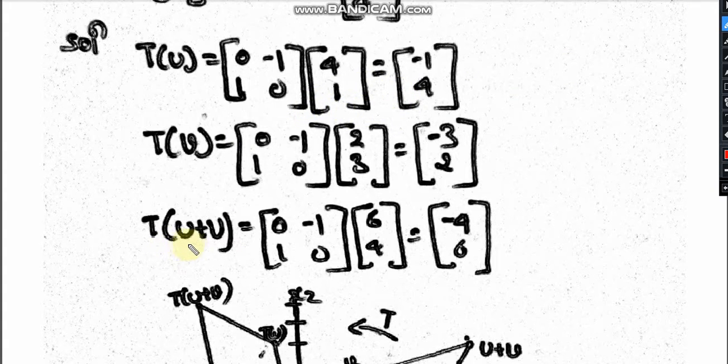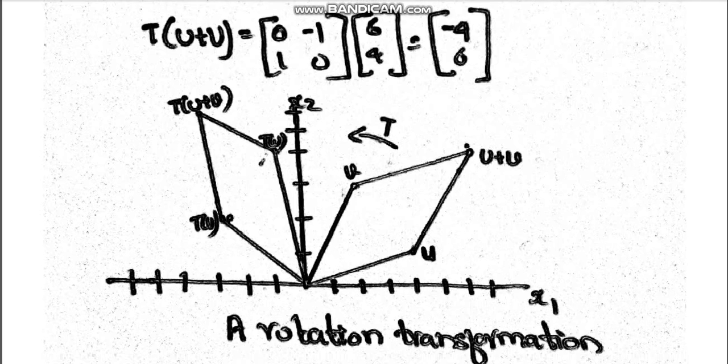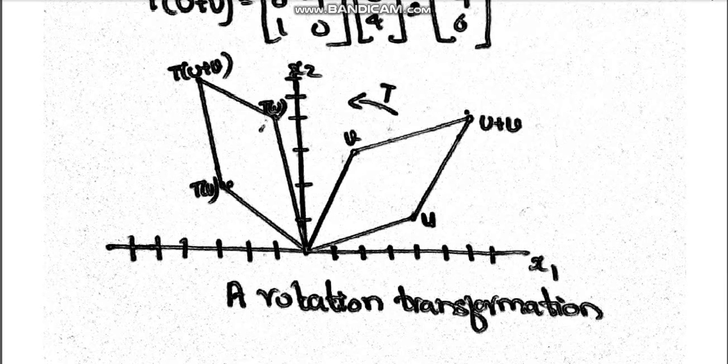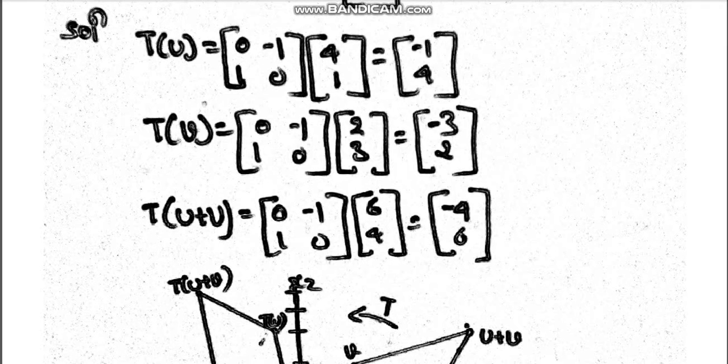That also gives you the same, because the property holds good here. Instead of applying the transformation to the added vector, you can add this plus this also. Both can be done here. So that is the way it is being rotated. This rotation can be explained here also. What was the value of u? U was 4, 1 and v was 2, 3, and the addition will be 6 and 4.